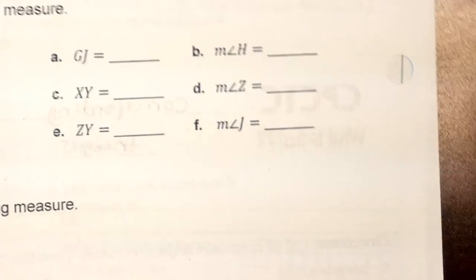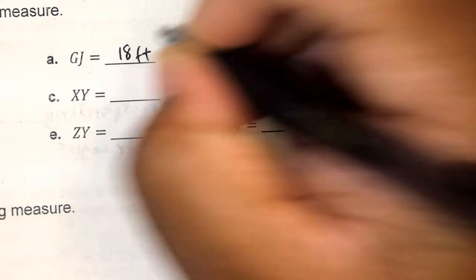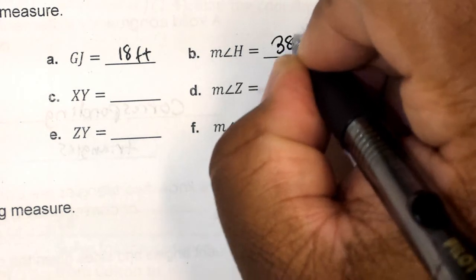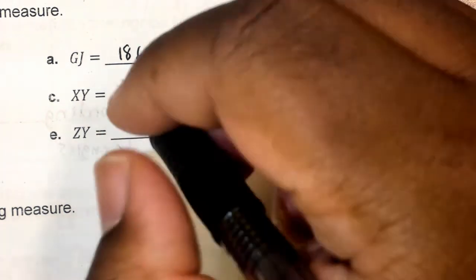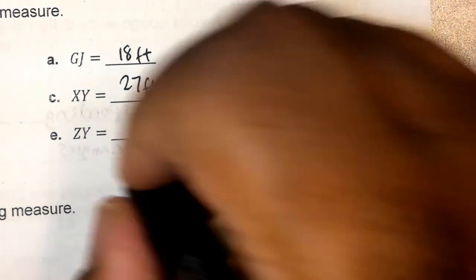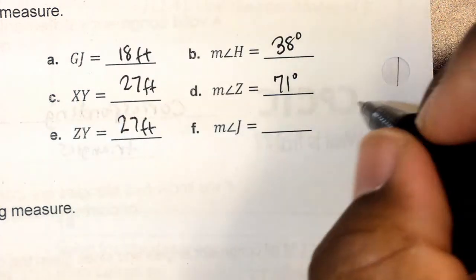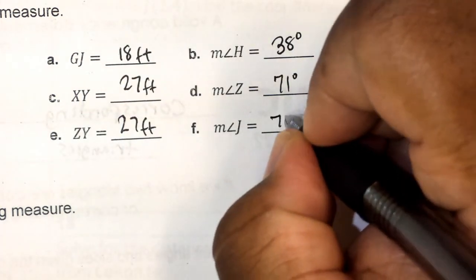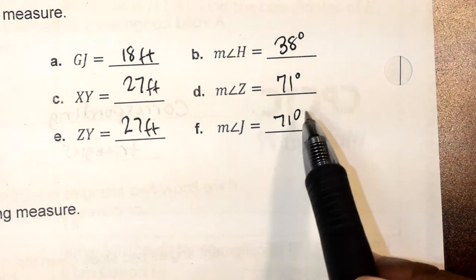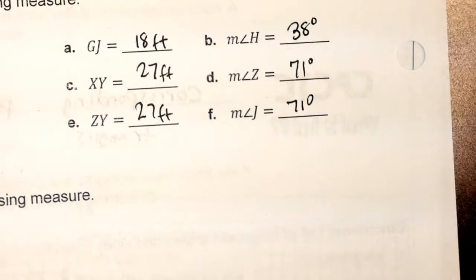Rama, spit it out. GJ. 18. Measure angle H. 38. XY. 27. Angle Z. ZY. And J. Thank you, ma'am. There's a degree symbol. I don't know why it got so big. Whatever.